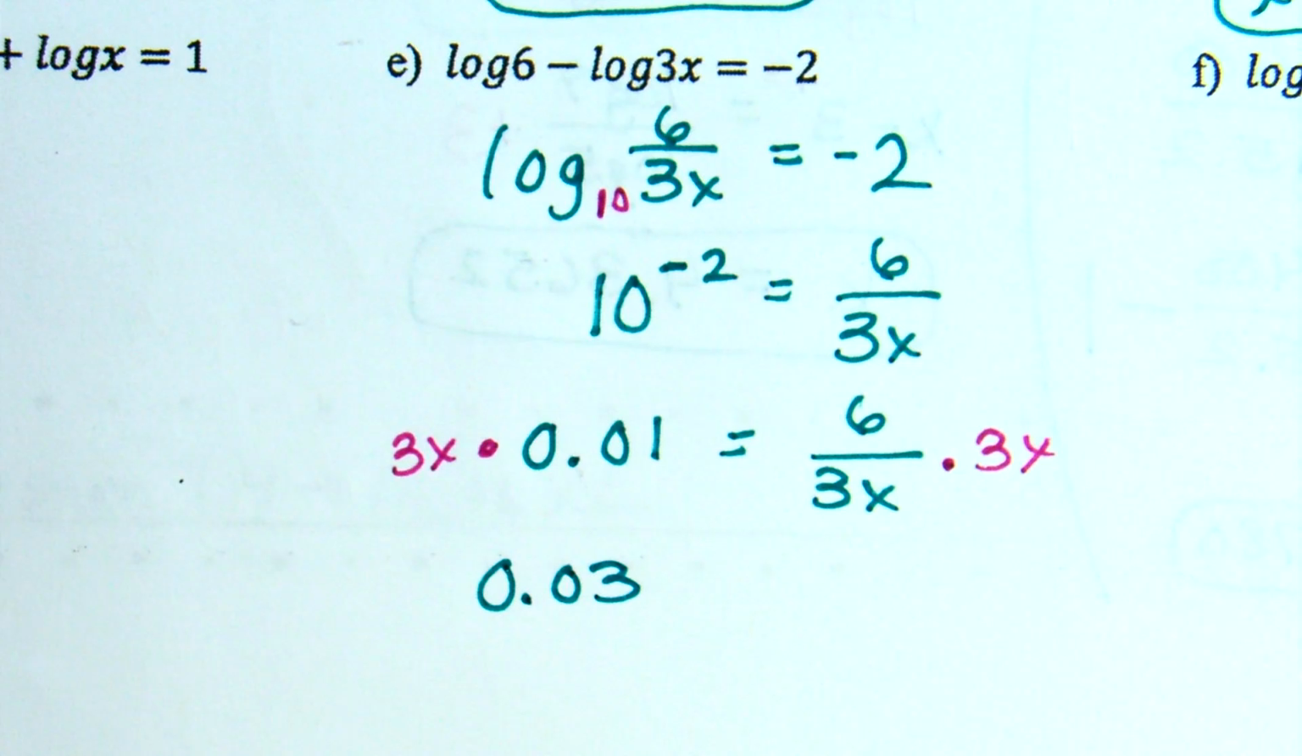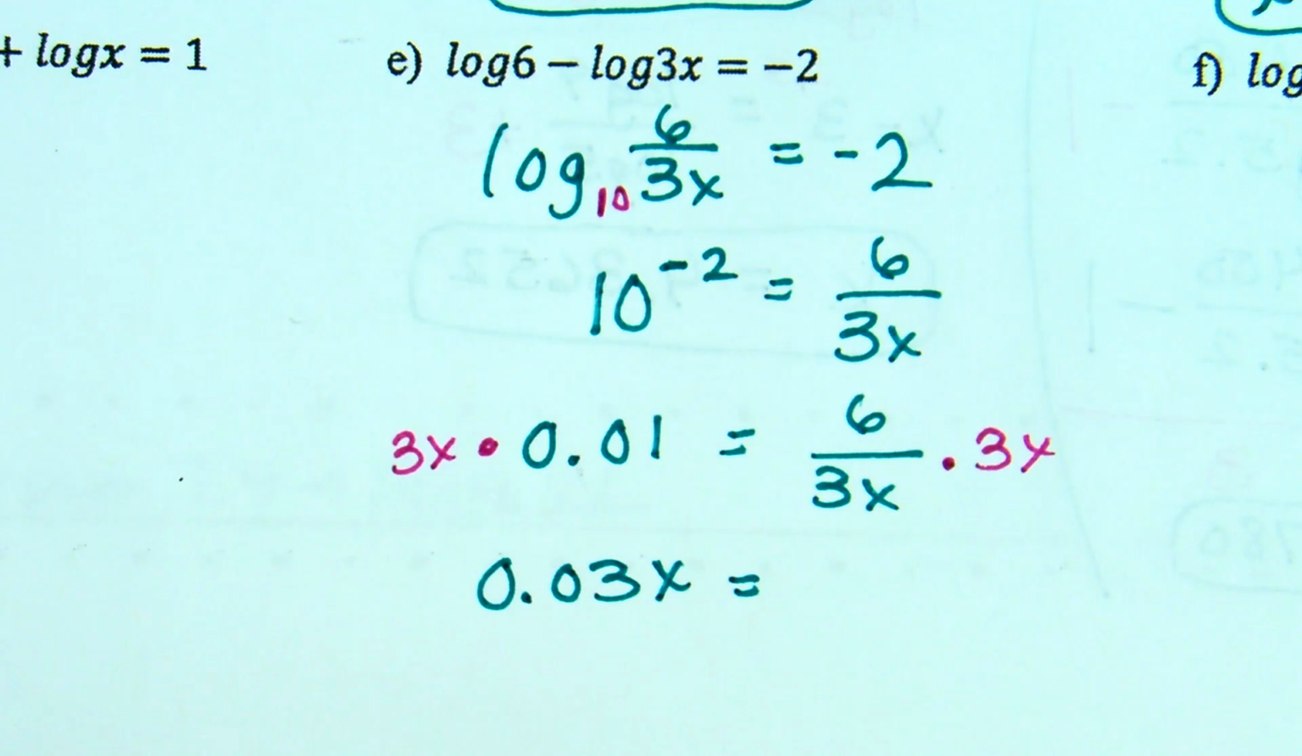3/100. So this is 0.03x equals... you can multiply anything. They don't have to be like terms. You can only add if they are like terms. On the right, what happens with the 3x's? Yeah, the whole point of multiplying by 3x is it cancels and we're left with 6. And then we just divide.